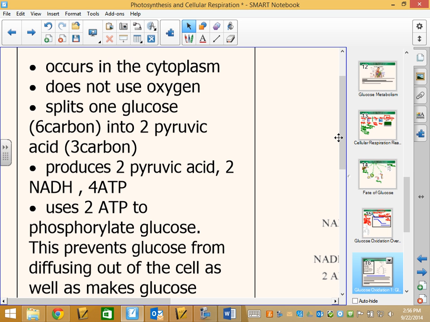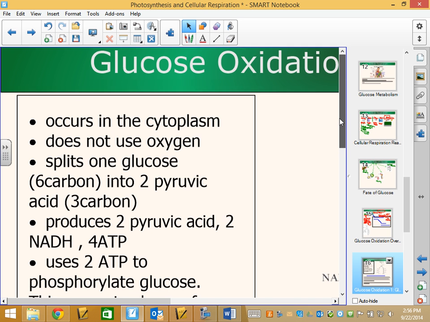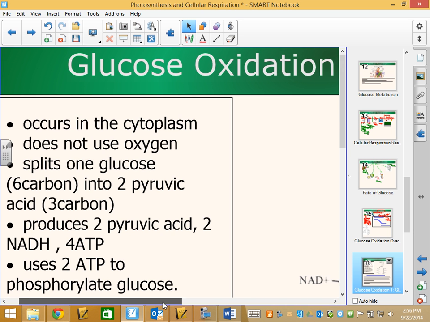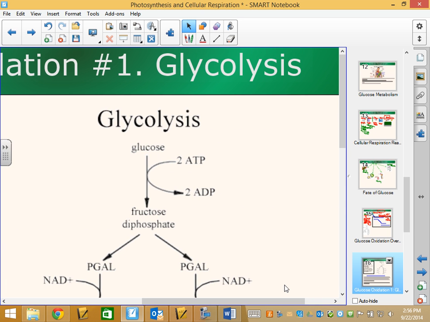So I'd like to look at the description first, then we'll look at the chart that shows what happens, and then we'll discuss where we go from there. So this is the first step in glucose oxidation, it is called glycolysis. So that's the title, and I'd like to mention the title first.